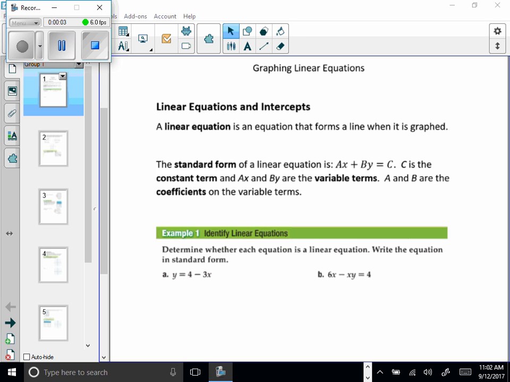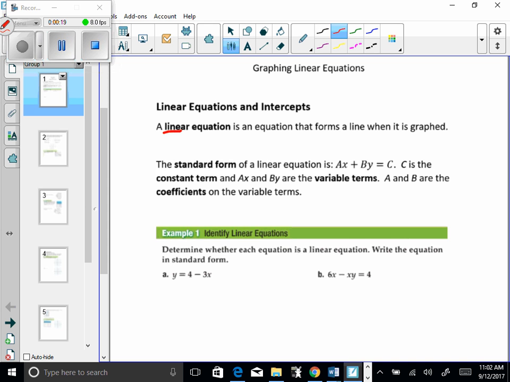Okay, for this lesson, we're going to look at linear equations and graphing linear equations. The first section is on linear equations and intercepts. A linear equation is an equation that forms a line when it's graphed. And you can see the word line right in the word linear. So we know we're going to graph a line.